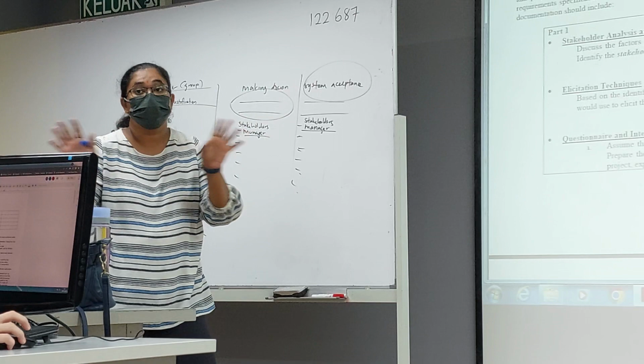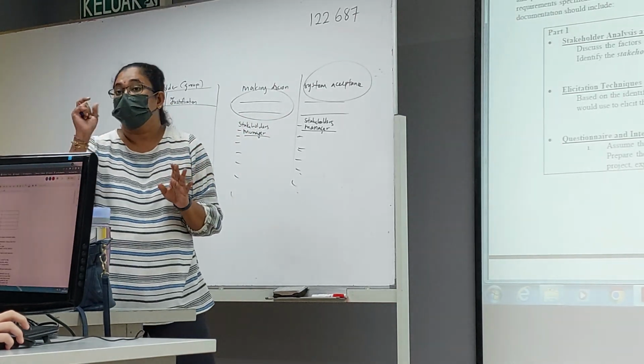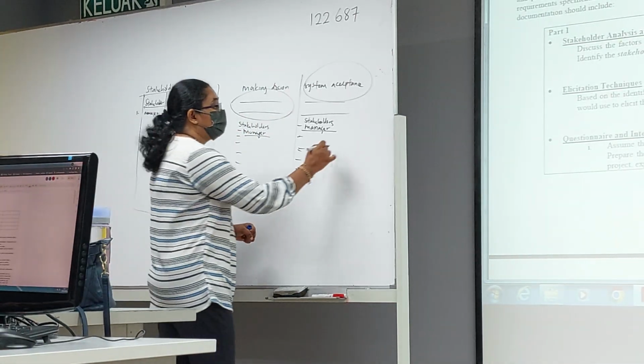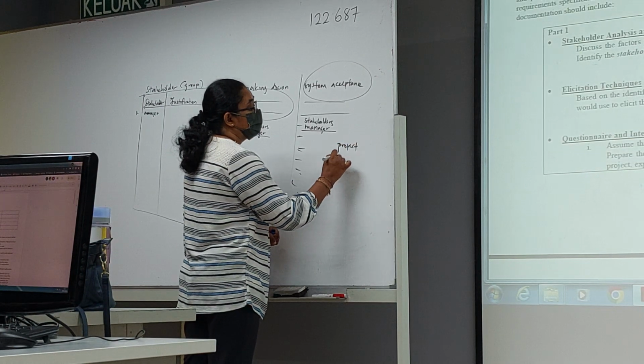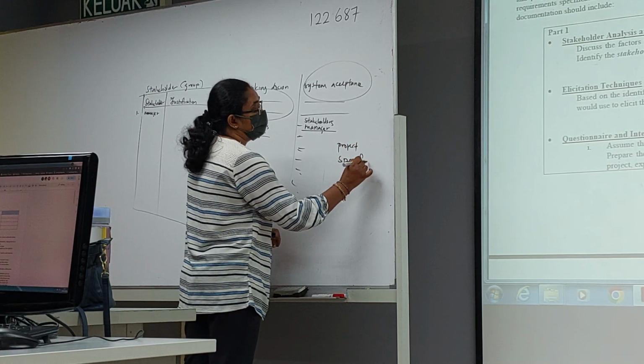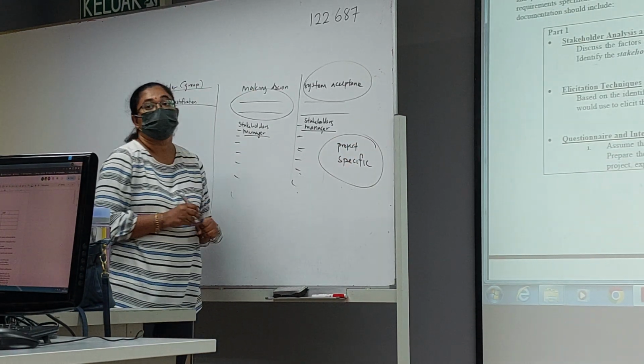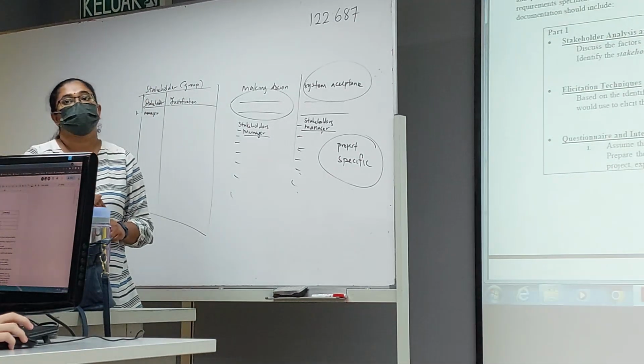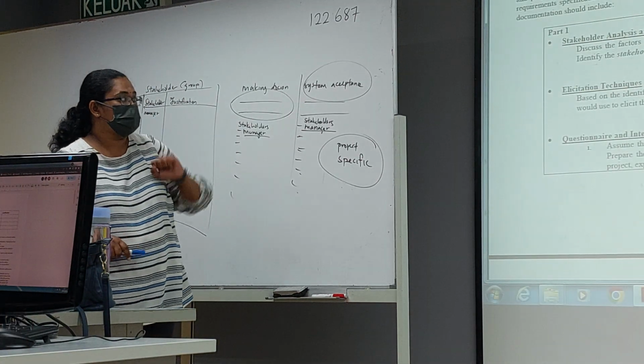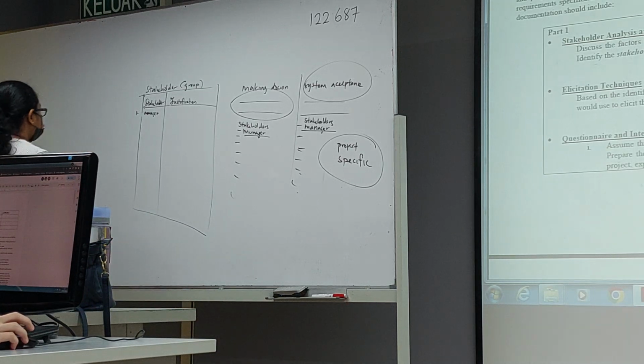No general description. Must be case specific. It must be project specific. Project specific. This is very, very important for you to score A. Project specific. Your case specific. Okay, now, how do you explain elicitation technique? First, number 1, what technique?